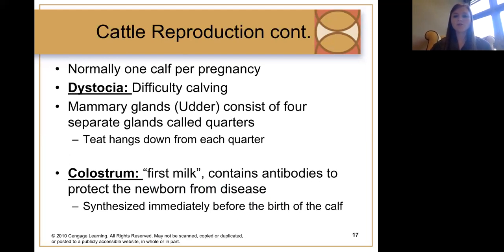The mammary glands, or the udder, consist of 4 separate glands called quarters. And there's a teat that hangs down from each quarter. So I'm sure any of you that have seen a cow are very familiar with that.